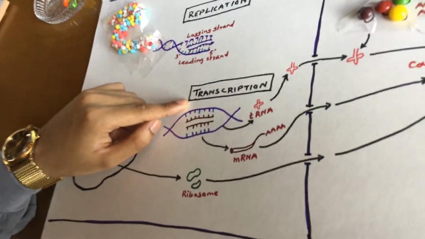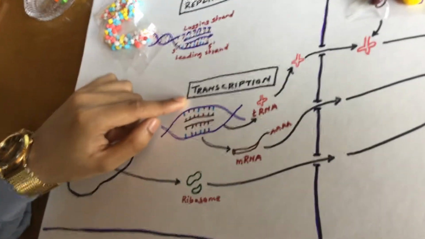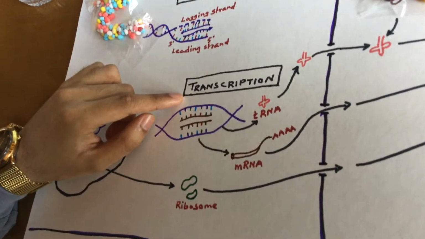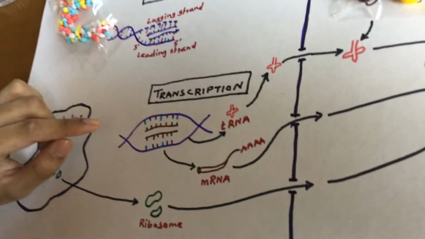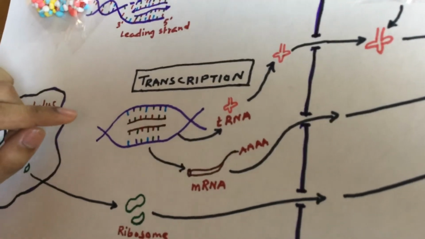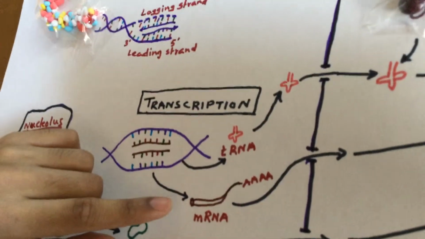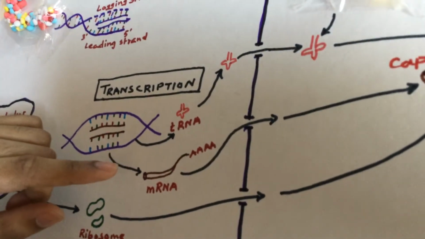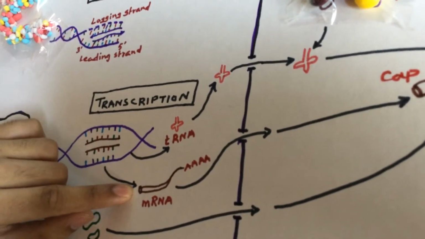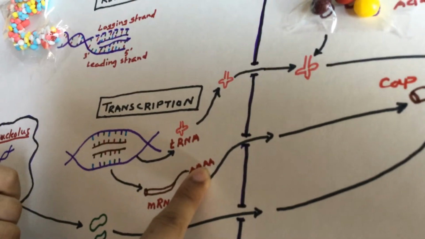Next, I'll be talking about transcription down here. RNA polymerase uses one DNA strand as a template to make mRNA. Exons stay in and introns are spliced out. Here you can see the complete mature mRNA with a poly A tail on one end and a cap on the other. Here's the poly A tail right here.